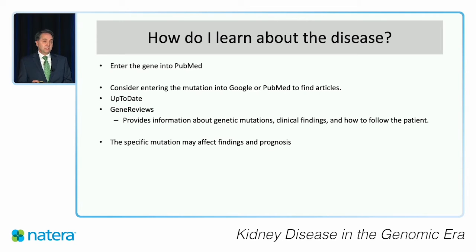So I like to enter the gene into PubMed, and you can also enter the mutation, the specific mutation, when you're looking at these articles, put that mutation in, because that will help you to determine if that mutation may be associated with better or worse prognosis. I like to go to UpToDate. The other thing you can do is to go to PubMed and type in gene reviews and type in the name of the mutation. And I like gene reviews because it provides information about specific mutations, clinical findings, and what you need to do to follow the patient.